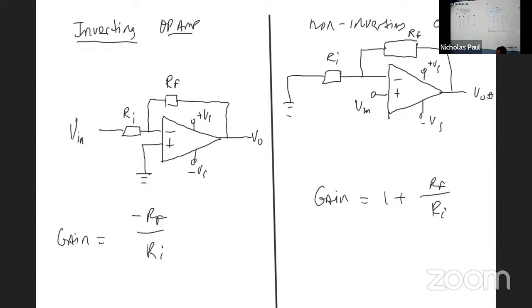You see that? An op amp is an amplifier. So it takes a small input and gives you a large output.